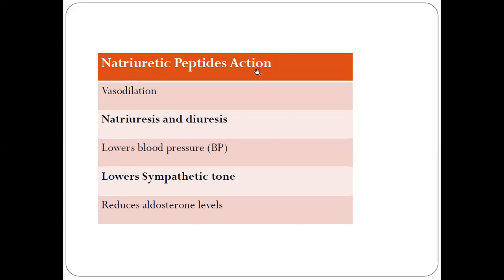Next, what are the actions of natriuretic peptides? As we have already discussed, they cause vasodilation, natriuresis, and diuresis. Because of vasodilation, there is lowering of the blood pressure. They also lower the sympathetic tone and reduce the aldosterone levels.